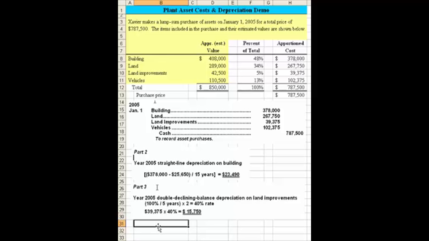Multiply it times 2 to come up with the doubling effect, and what we come up with is 2/5, a 40% rate. You guys all understand that? So if we take that $39,375 times 40%, we wind up with depreciation for the full year of 2005 of $15,750. And that's what I wanted to cover in this demonstration.